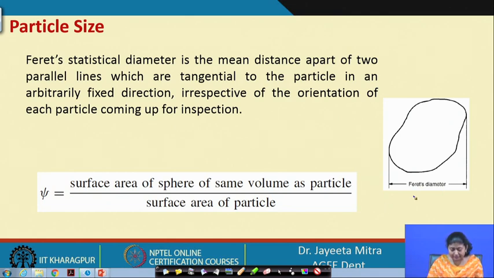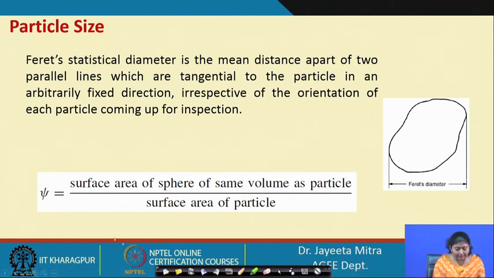Now, as I have mentioned, we take the common shape of a sphere and try to relate the irregular shaped particle with that. So, that relation is developed by sphericity. Okay. That is nothing but the surface area of a sphere of the same volume as the particle to the surface area of the particle. Okay. The surface area of a sphere having the same volume as the particle divided by the surface area of the actual particle that we are taking. So, this will define the sphericity of the particle.